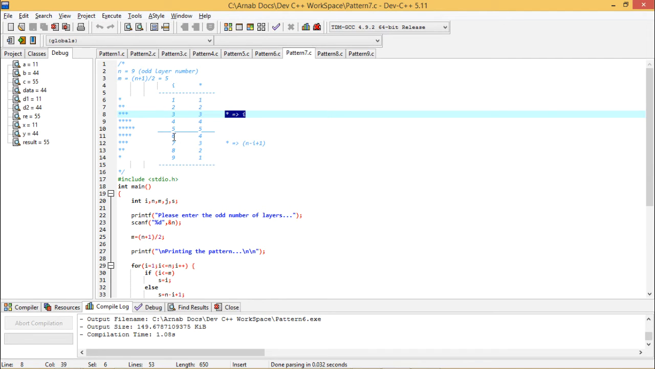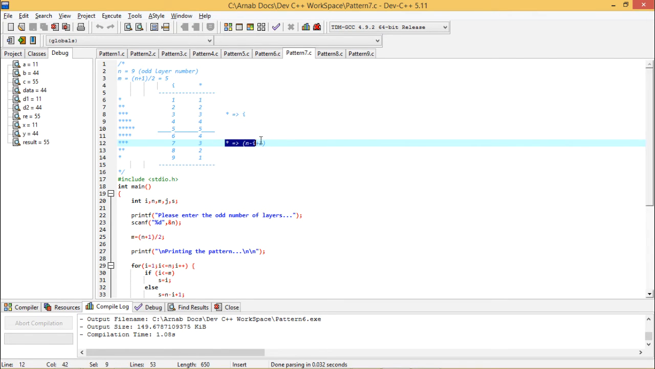In the lower half you can easily see that I is increasing but the star is decreasing. So this I must be subtracted from some fixed quantity, so that when the value of I increases, the difference decreases. What is the value here? 9 minus 6 is 3, plus 1 is 4. 9 minus 7 is 2, plus 1 is 3. 9 minus 8 is 1, plus 1 is 2. 9 minus 9 is 0, plus 1 is 1. So star will be printed as n minus I plus 1.